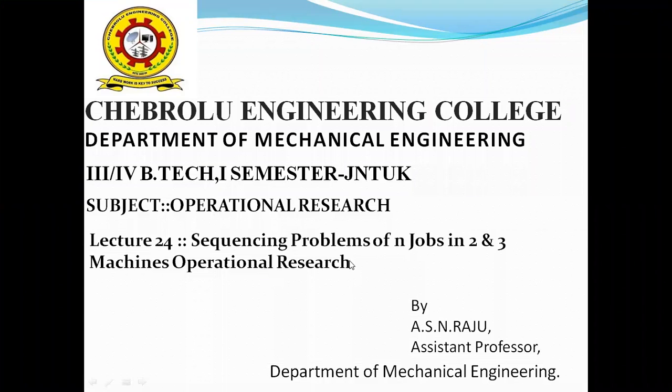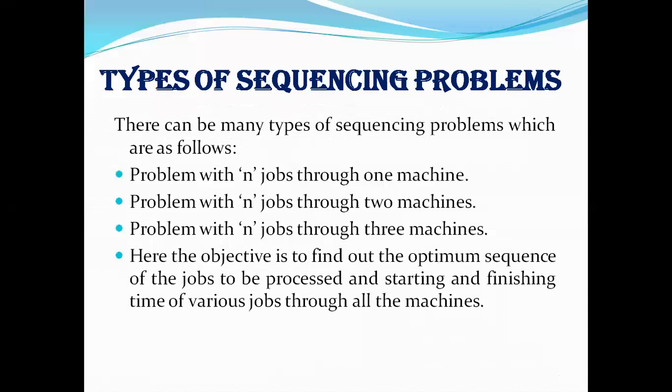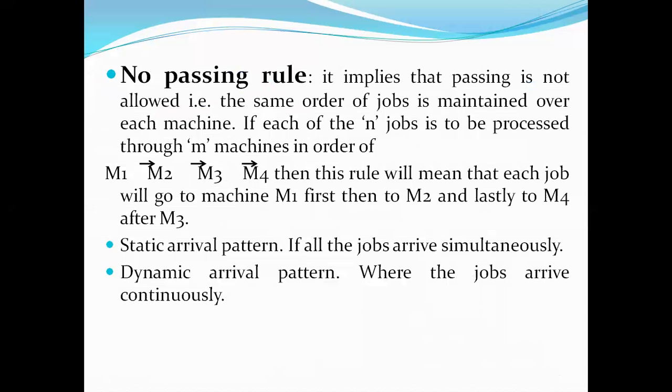As far as our previous class is concerned, we have gone through sequencing problems related to n jobs processed on a single machine. In today's class, we will be looking at n different jobs in the case of two machines and three different machines, and what the different process steps involved in these sequencing problems are.